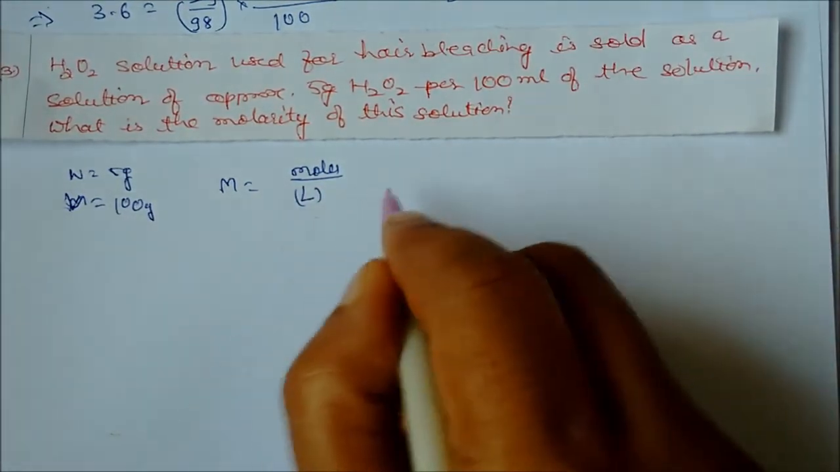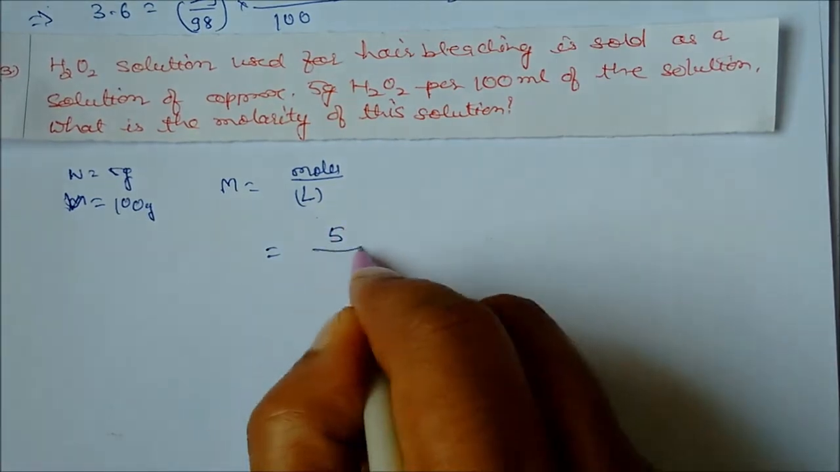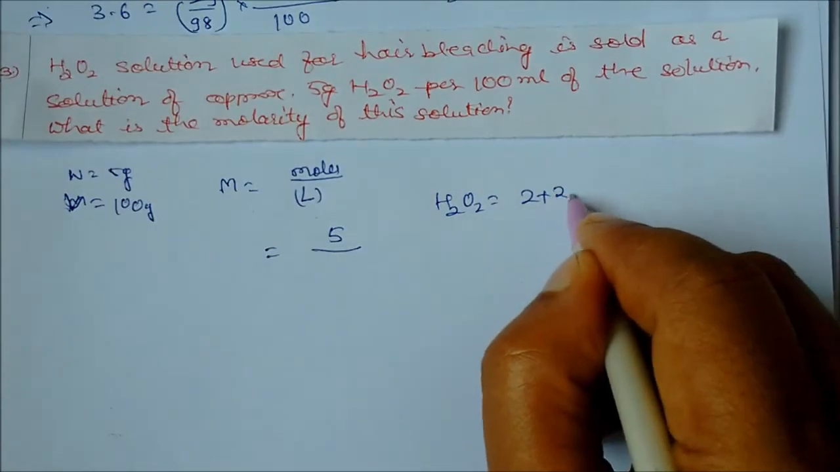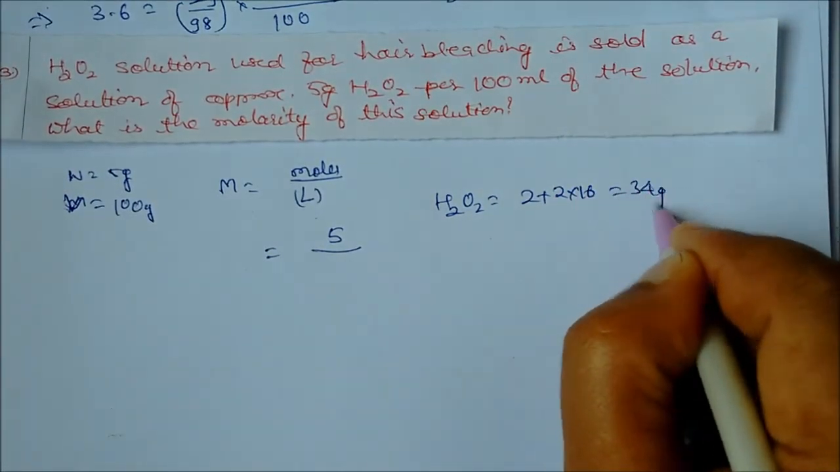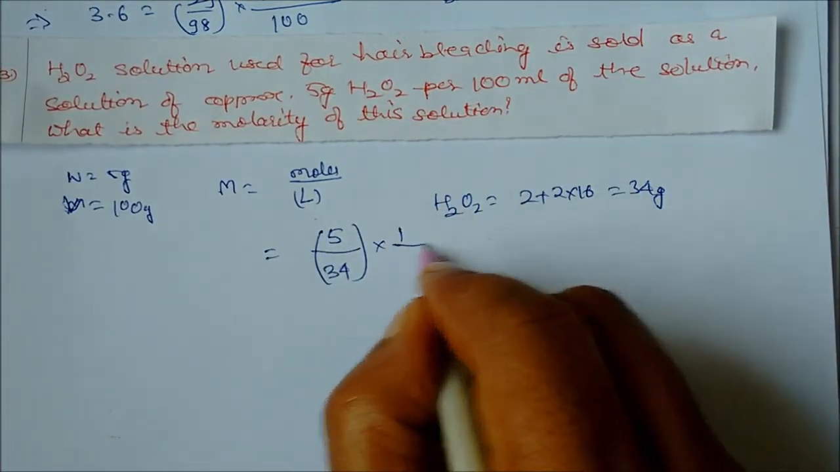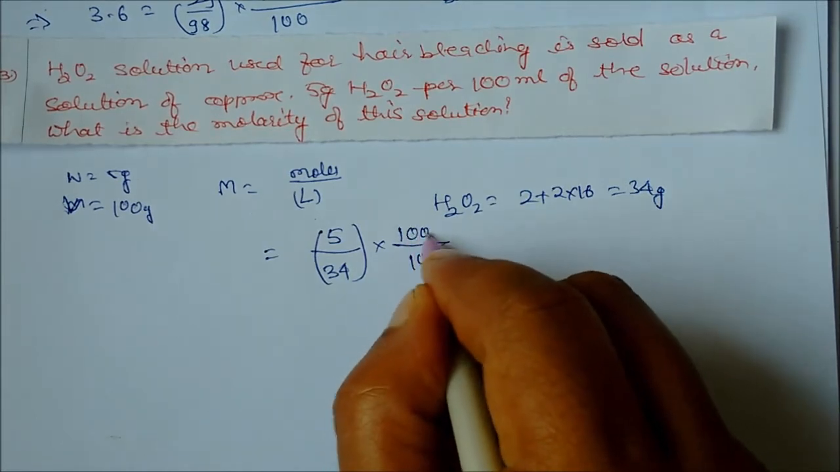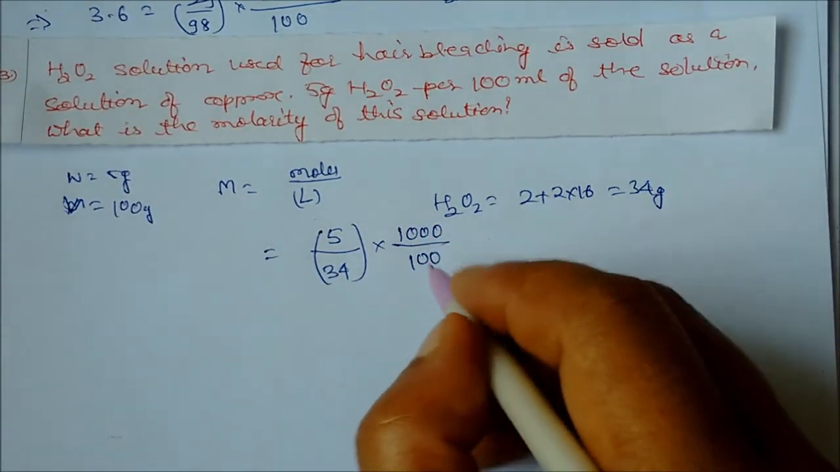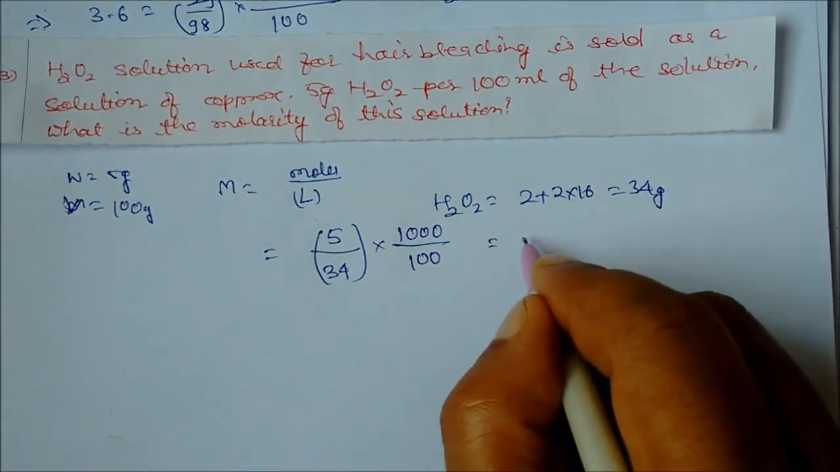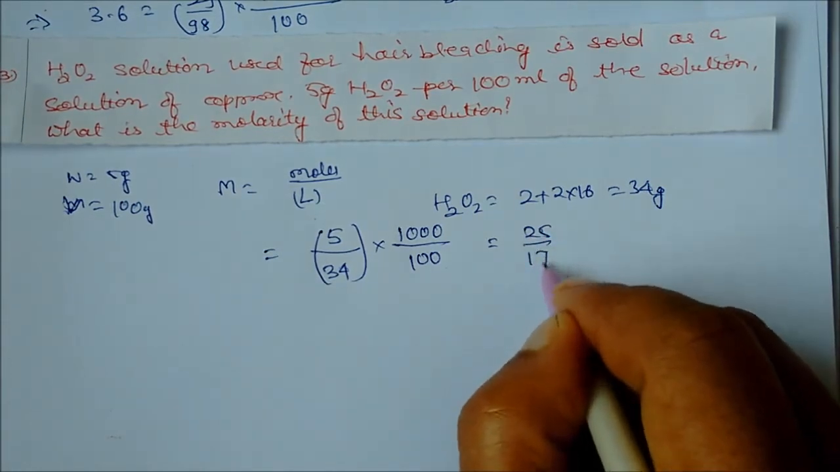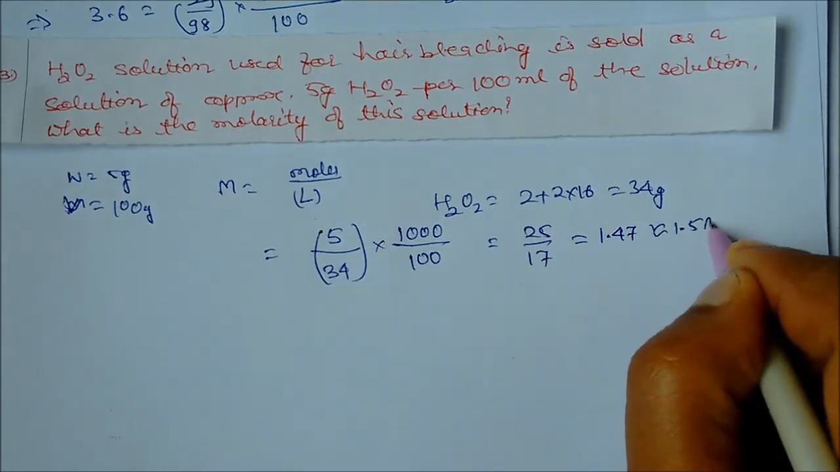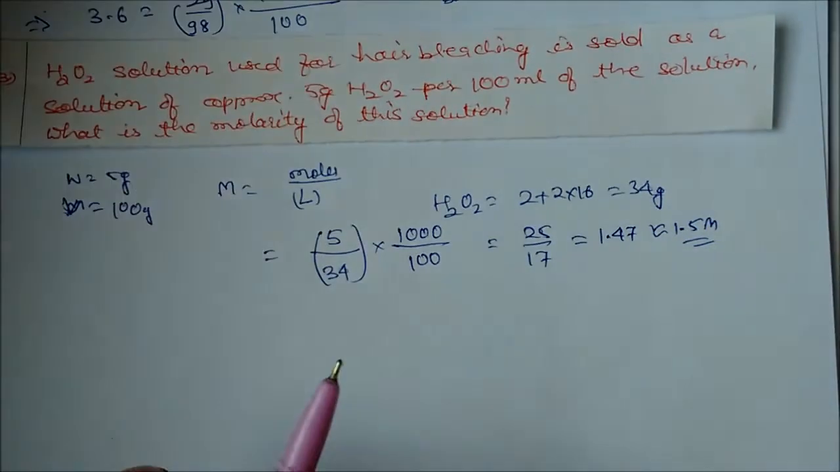So what are the moles? Moles is 5 grams divided by the molar mass of H2O2, which is 2 plus 2 into 16, that is 34 grams. So put this value 34 grams, and this becomes the moles. Volume is 100, in ml. To convert into liters, divide by 1000, so 1000 will go up. After solving we get 25 by 17. This comes to about 1.47, or roughly we can say 1.5 molar. This is the answer. Now we'll see the next problem.